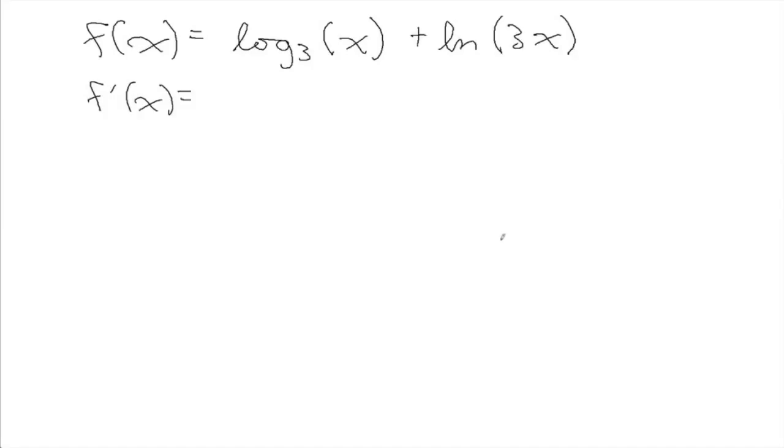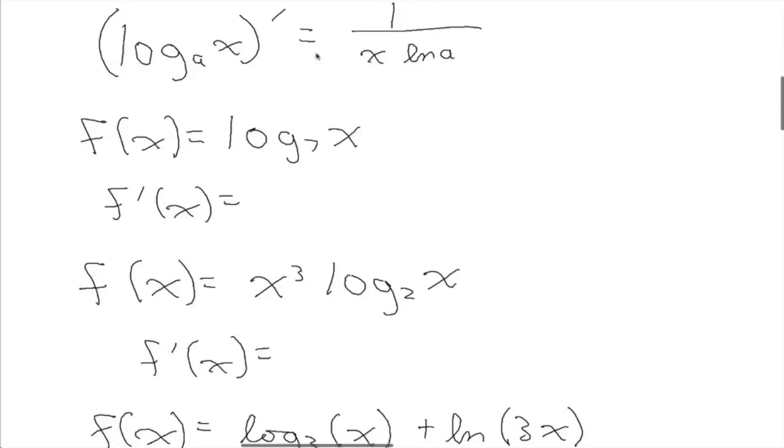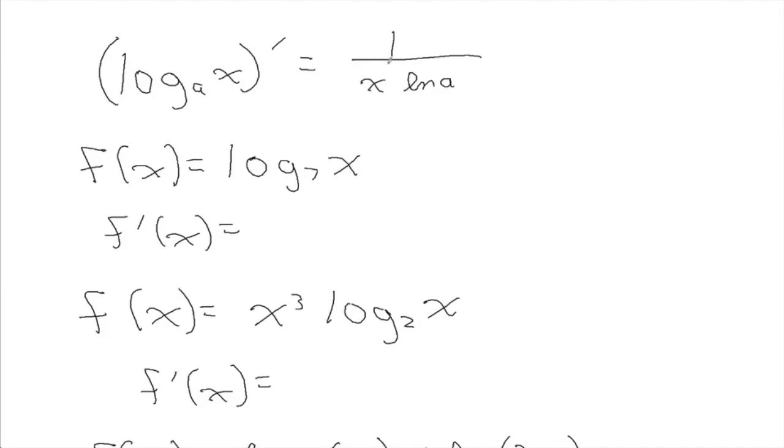I'll go back to my screen. Notice, how do you read this aloud, this term? That is the log base 3 of x. And how do you read this term? That's a natural log of 3x. Notice that you used two different rules to find those two derivatives, right? For the first term, you used this rule. But for the second term, you used the chain rule, and then you used the rule we already learned for derivatives of natural logs, which is this rule.